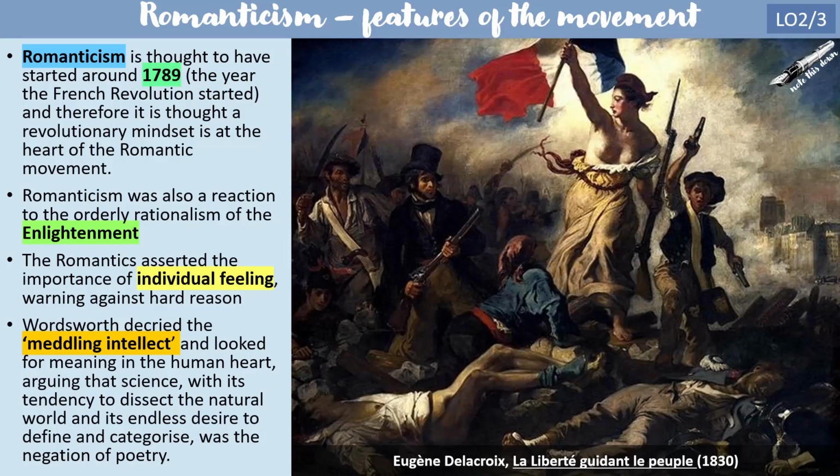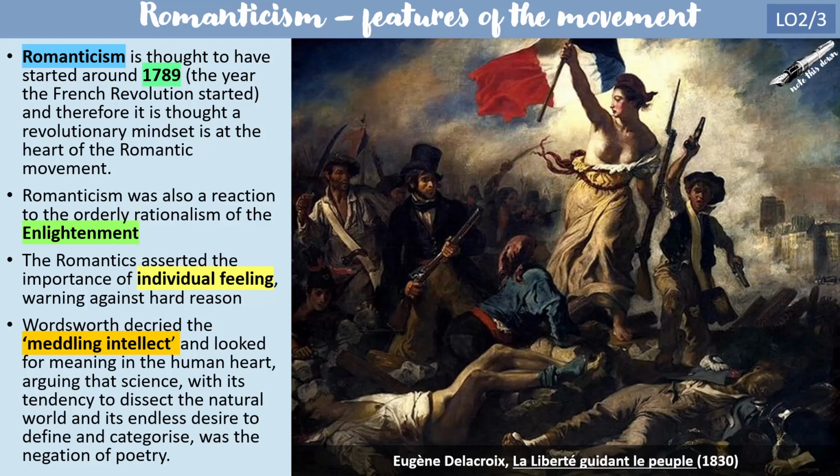Now let's look at some of the historical context of the Romantic movement. As we've said, Romanticism is thought to have started around 1789, the same year that the French Revolution started. And therefore it is thought to have a revolutionary mindset, which is at the heart of the Romantic movement. Romanticism was also a reaction to the very orderly rationalism of the Enlightenment period.